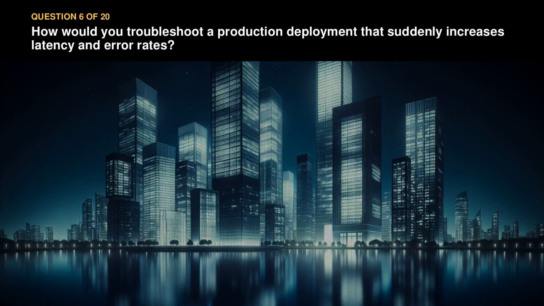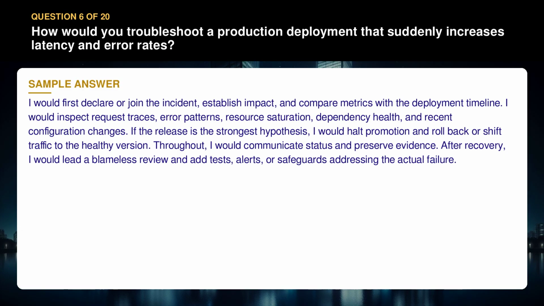Question 6. How would you troubleshoot a production deployment that suddenly increases latency and error rates? I would first declare or join the incident, establish impact, and compare metrics with the deployment timeline. I would inspect request traces, error patterns, resource saturation, dependency health, and recent configuration changes. If the release is the strongest hypothesis, I would halt promotion and roll back or shift traffic to the healthy version. Throughout, I would communicate status and preserve evidence.